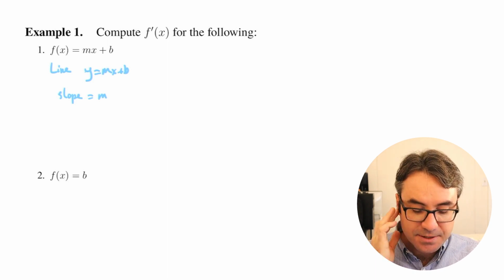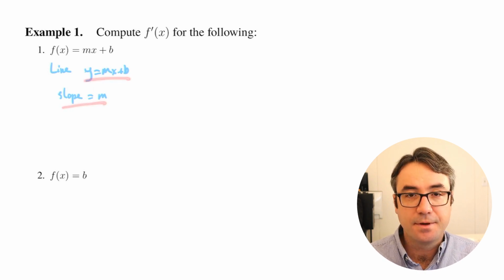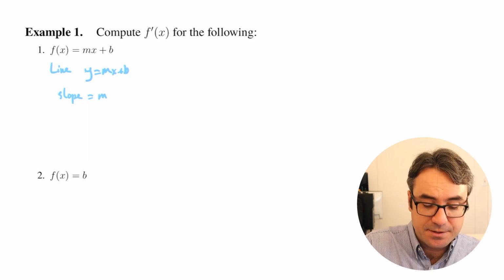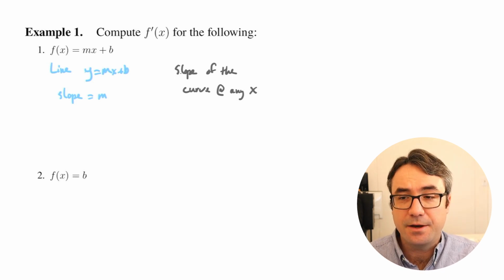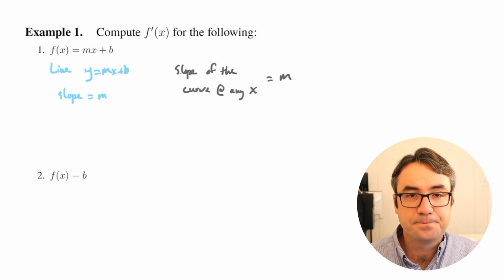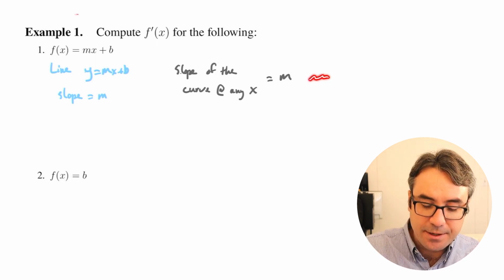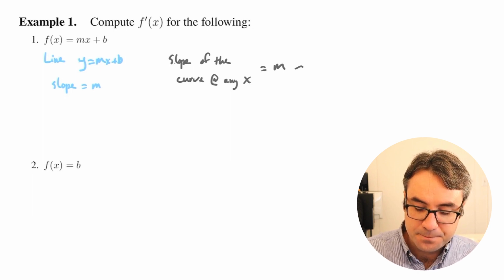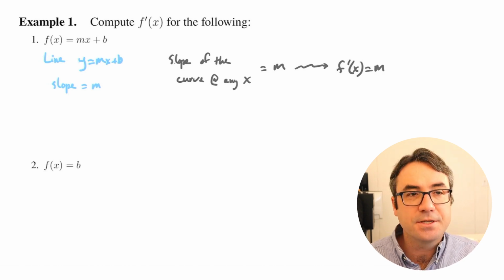And so what this tells us is, because we know what the slope of our curve is, the slope of our curve at any x value is equal to m. That's because a line just has one slope. It doesn't change. And so what this tells us is that if the slope of our curve is m, then our derivative is also going to be m.